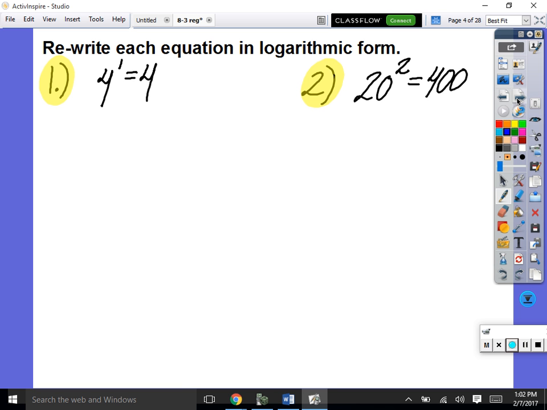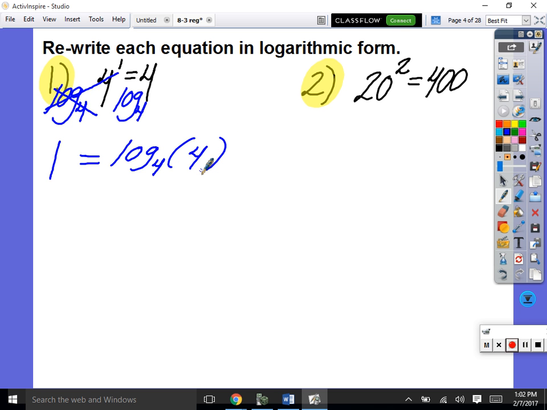So this is base 4 to the first power. So how do we undo base 4? Log to the base 4. So we're going to log base 4 both sides of the equation. Okay, everybody write that down. So now look. Log to the base 4 and base 4 cancel out. So we have 1, you see the 1? Drops down. Equals log to the base 4 of 4. So we just took it from an exponential to a logarithm.